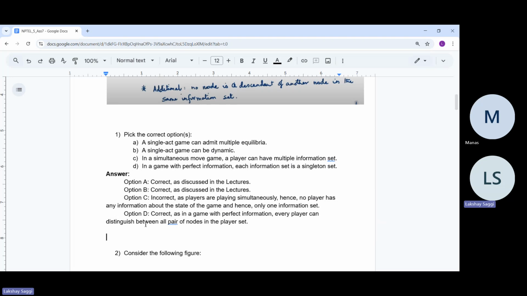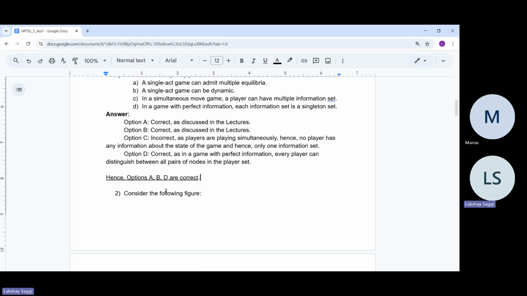So the correct answer, maybe I'll just write that: options A, B, D are correct. I'll just underline this. Maybe we should move the second question to the next page.